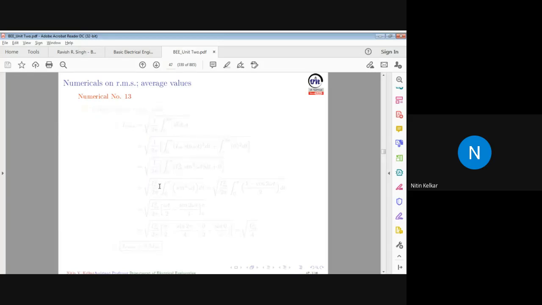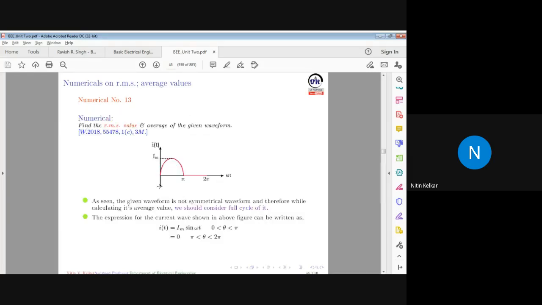Now, this is the first numerical of this particular type. So let us try to calculate it. Please have this numerical or this waveform in your notebook now. And let me know whether it is a symmetrical or an asymmetrical waveform, and how much time is required by the current, as they have plotted current on the y-axis. So we can say it is representing a current waveform. So how much time is required for the current to complete one cycle?